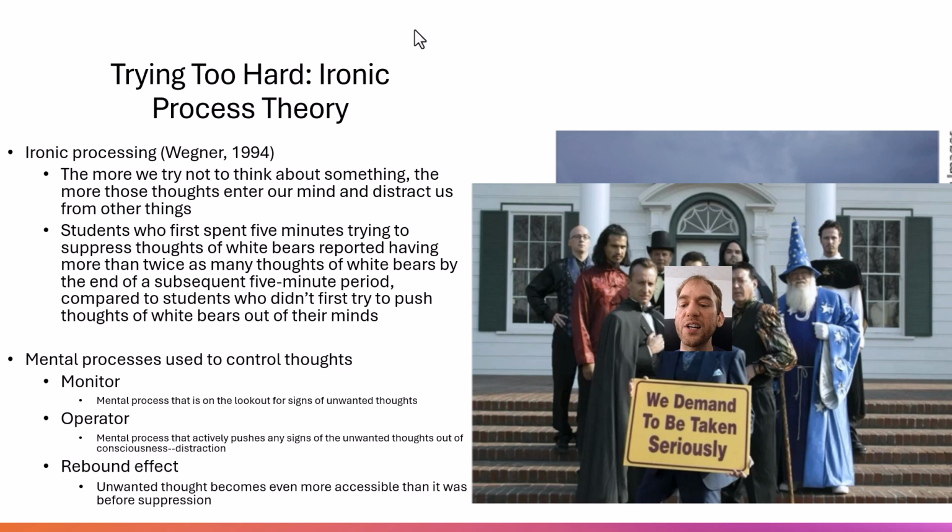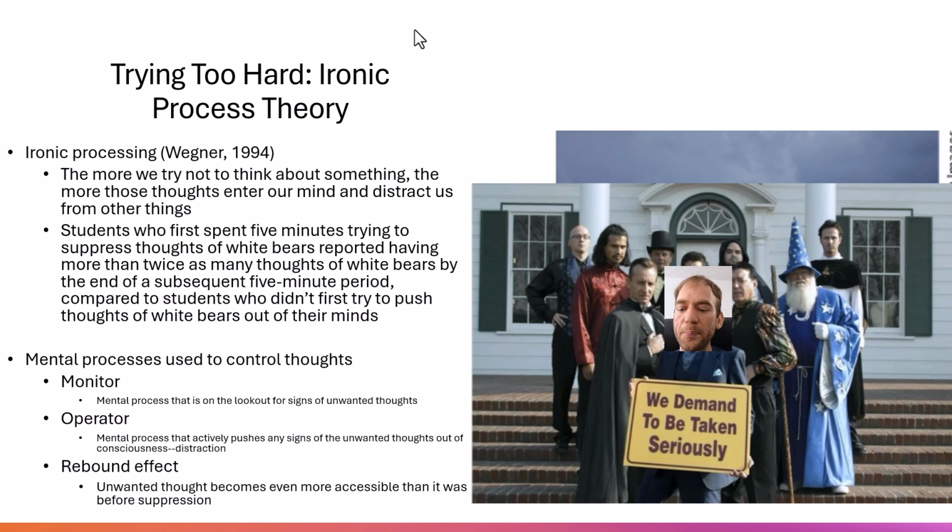So basically, this study shows a photo of white bears. We tell one group of students not to think about white bears. We tell a second group of students nothing. Well, the group who were told to not think about white bears actually ended up having more thoughts about white bears as compared to the second group. And this is ironic processing. Isn't it ironic, don't you think?